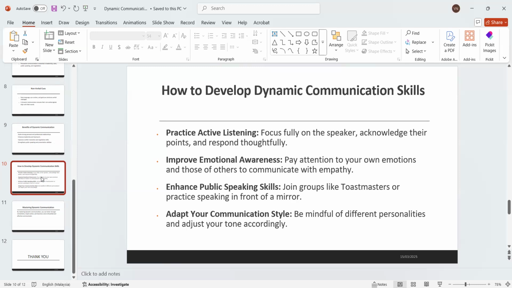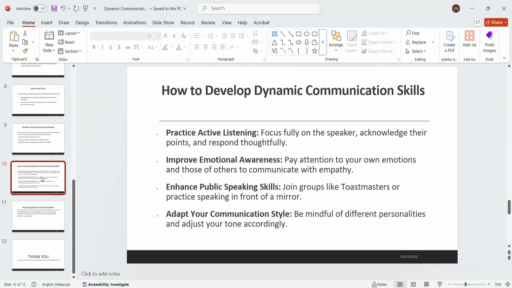So showing them that you are interested in what they're saying. You must focus fully on the speaker, acknowledge their points, and respond thoughtfully. Think before you respond. You have to use a great deal of emotional intelligence in dynamic communication skills.